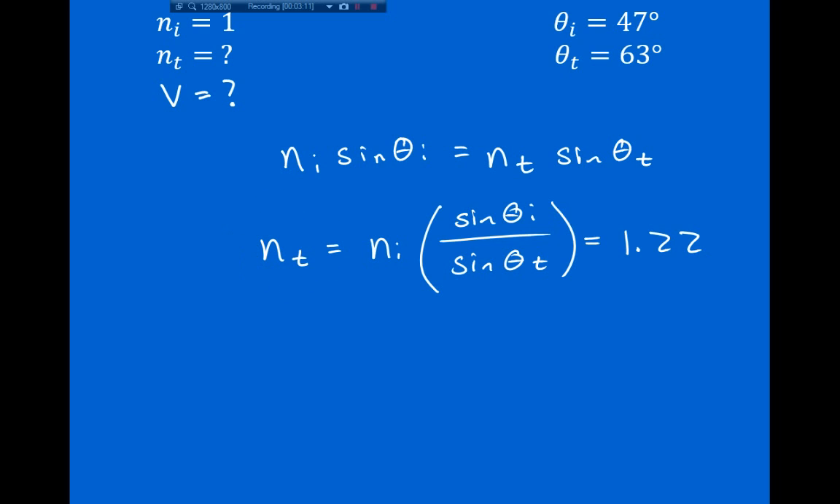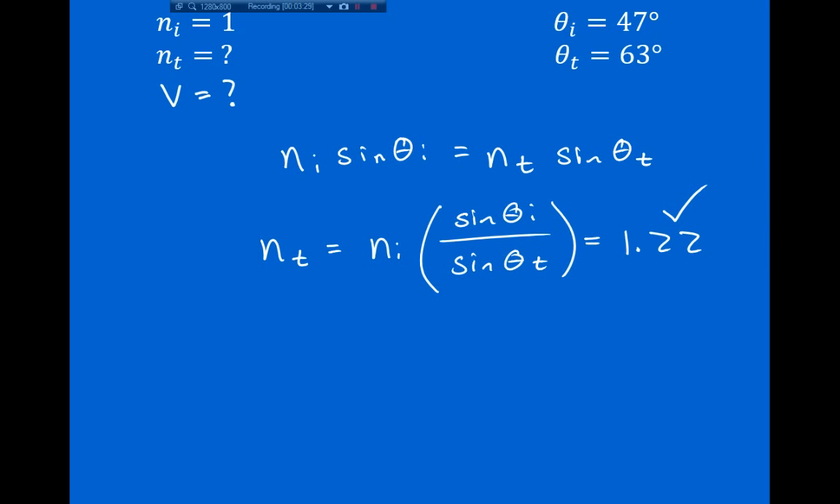Now again, anytime you do these types of calculations where I'm asking you to solve for an index of refraction, you should always step back and ask, does that answer that you just found make sense? So in this case, we got 1.22. So yes, this does make sense because it's greater than 1. Remember, the index of refraction always has to be greater than 1.